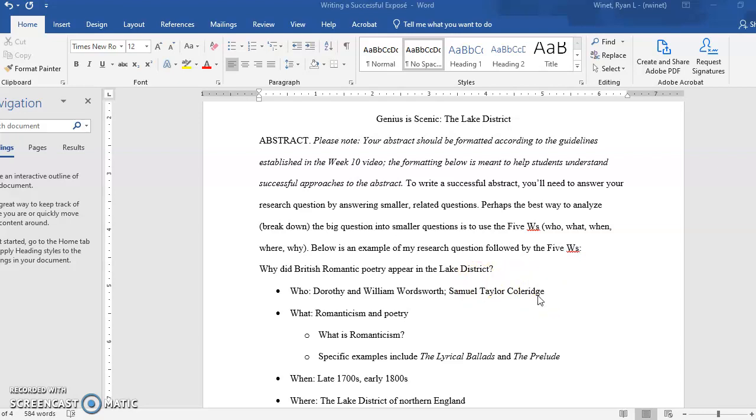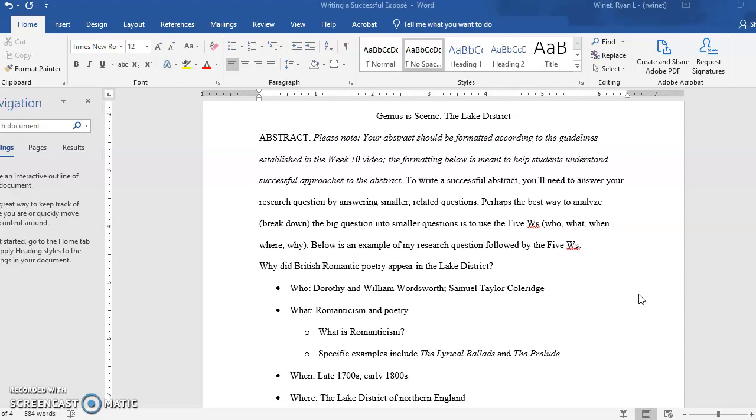If you can answer the 5 W's with your research question, then it means that you know enough to write your abstract. If you are unable to answer the 5 W's in relationship to your research question, then it means you need to do some more basic research. And here, basic research means using popular sources, and yes, even Wikipedia, to get a better understanding of what it is that you're actually communicating to your reader.